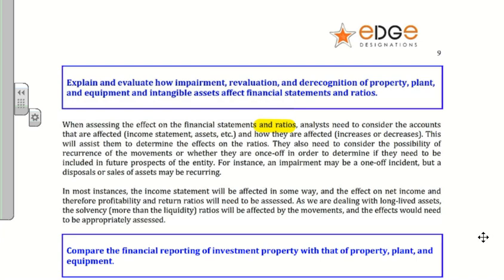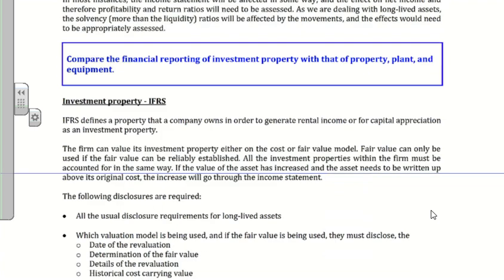What about the financial reporting for investment properties, as opposed to normal assets? In other words, you bought a property for the purposes of investments. What would IFRS tell you? IFRS will define a property that a company owns, and why do they own it? To generate rental income, or they want it for capital appreciation. That's called an investment property. IFRS again would tell you, how do you account for this? Cost or fair value, and we've spoken about that before, but it would need certain disclosures.